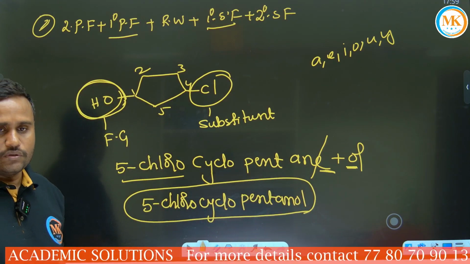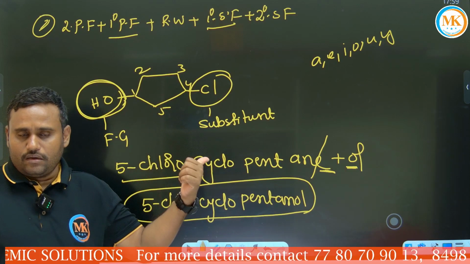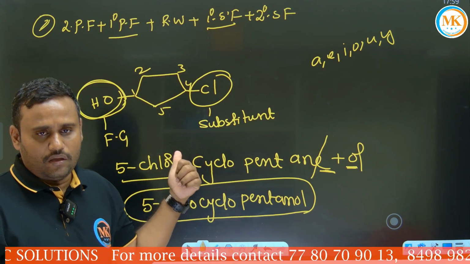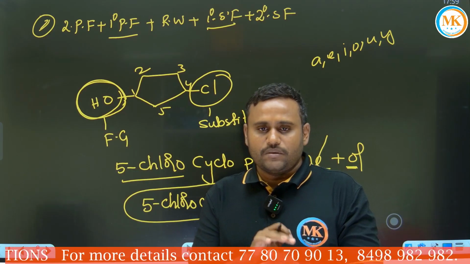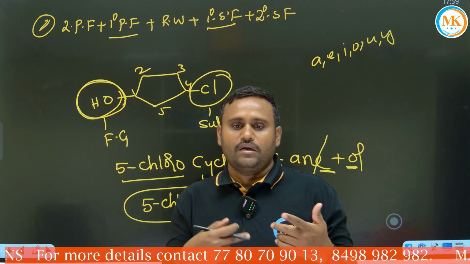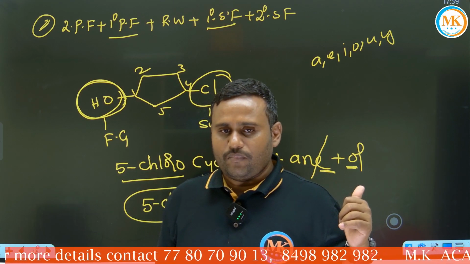So in this way, I have explained the basic structure of IUPAC and the parts of it. What we have discussed: what IUPAC is, what the basic structure of IUPAC is, what the different parts present in the IUPAC name are, and one example I have explained.